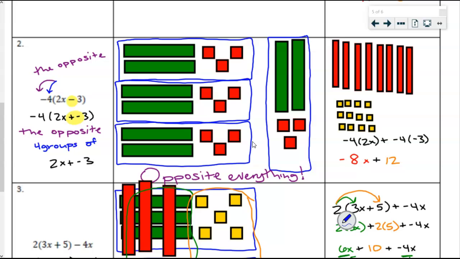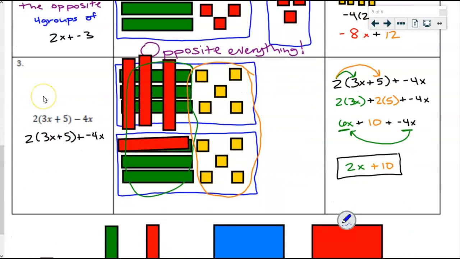And number two was distribution only, where we modeled the correct number of groups, and this was an interesting one because we also had to turn everything to its opposite. That's going to come up again later on today. And then number three is where we really started combining all of those things together, where we have modeling multiple groups, we have the distribution, but then we also have combining like terms afterwards as well.